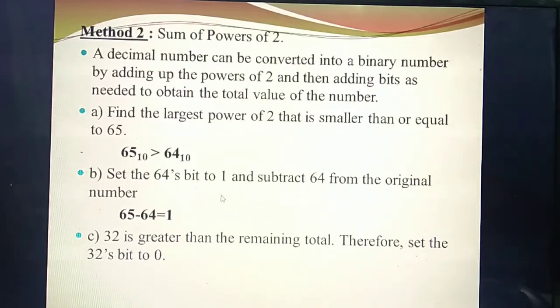So the next thing is method 2. The next method is sum of powers of 2. What's the second method? Sum of powers of 2. The first method is repeated division by 2. Name itself, what do you mean by repeated division? Again and again you are dividing the number by 2 and writing the remainder.